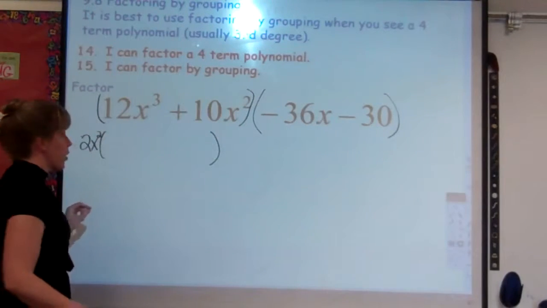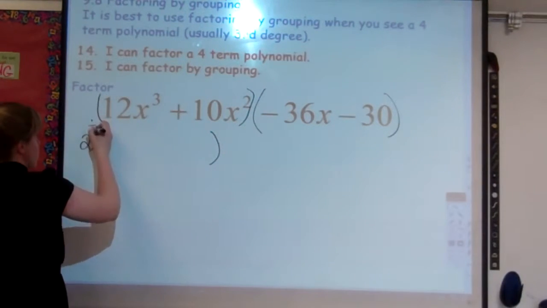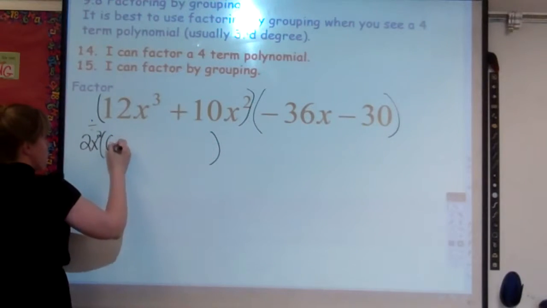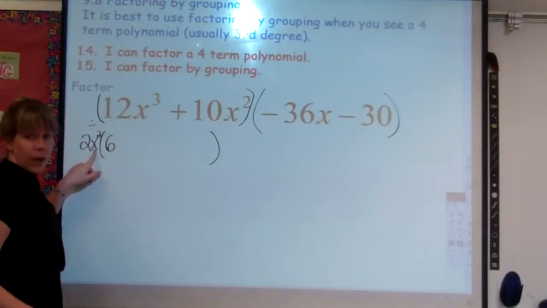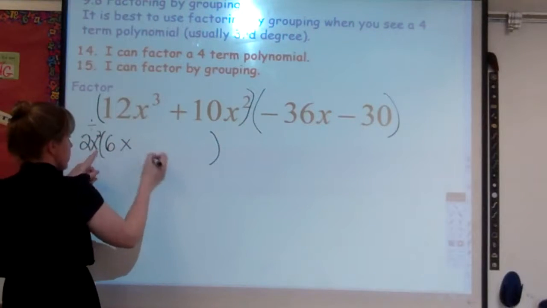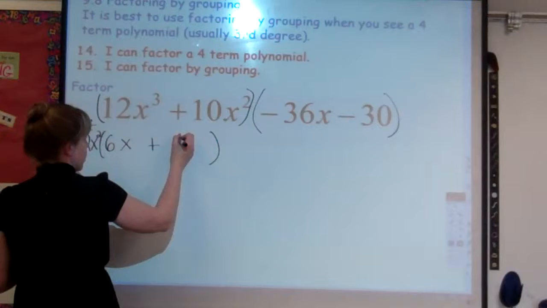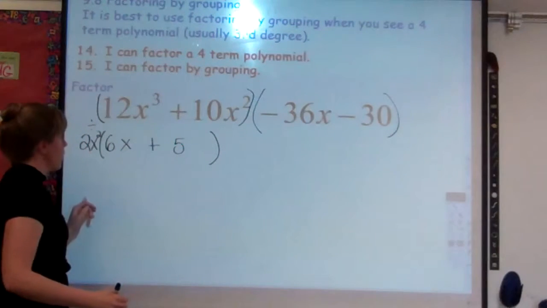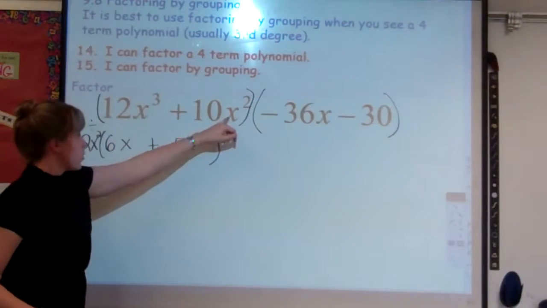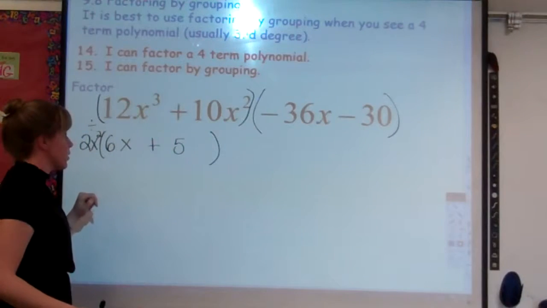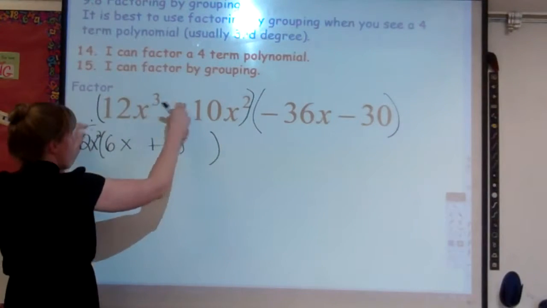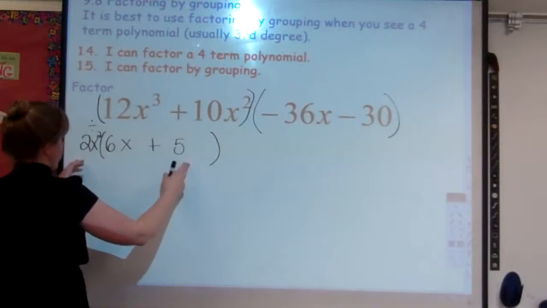And then I factor, and I divide. 12 divided by 2 is 6, and I divided out 2 x's, and I'm left with 1 x, plus 10 divided by 2 is 5, and I took out 2 x's, so I'm left with no x's. So this is the first group factored.